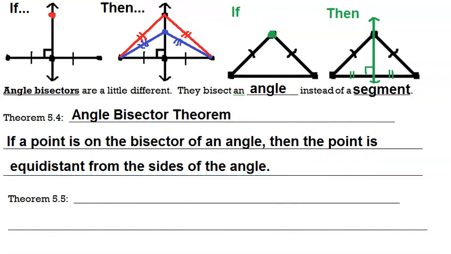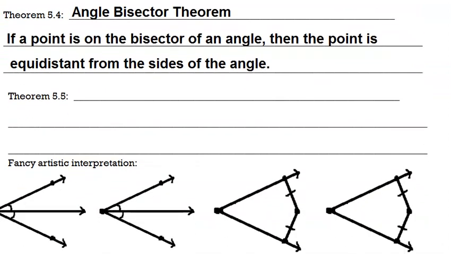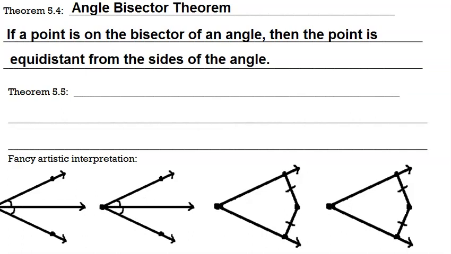All right, let me show you what that looks like here. If a point is on the bisector of an angle. So notice how we have a line here, and it is chopping an angle directly in half. If you look here, we have this angle and this angle marked the same. So this line right here is an angle bisector, and I know it's an angle bisector because it chopped this big angle into two equal pieces.